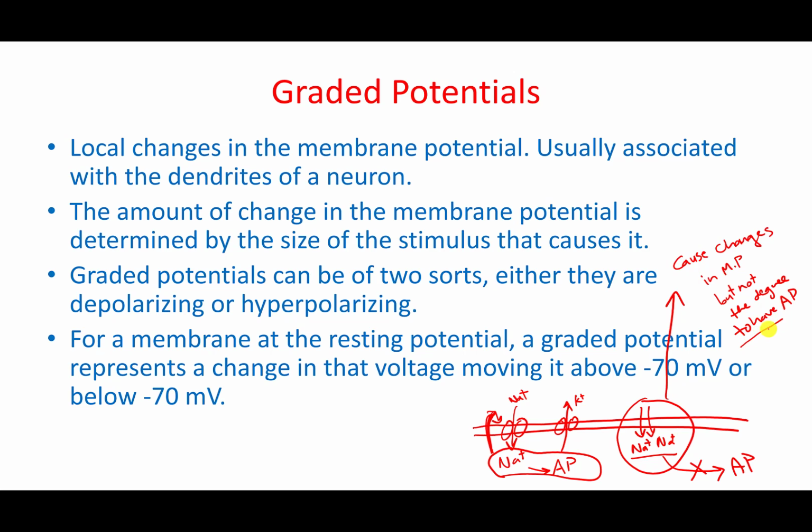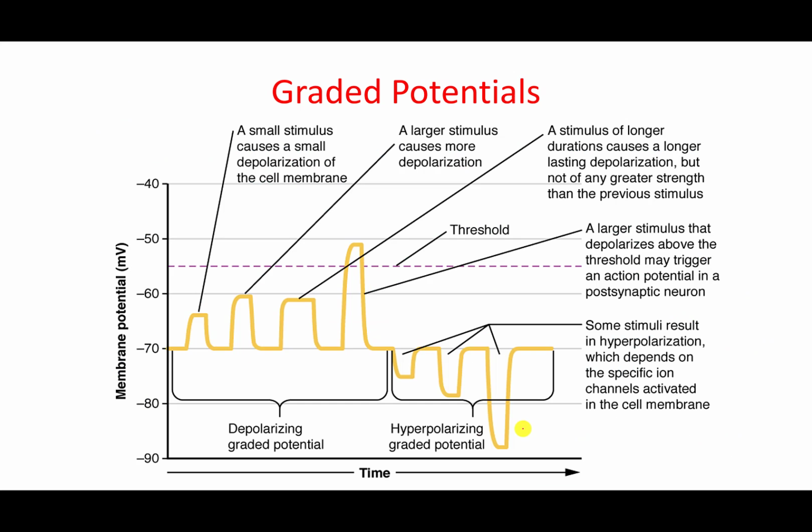These small changes, we will call them graded potentials. Okay, so the graded potentials are local changes in the membrane potential, or you can say small changes in the membrane potential. They are not strong enough to induce action potential. Only strong stimulations would induce action potentials, meaning that we have a huge amount of sodium ions rushing inside the cell. These would usually lead to action potential.